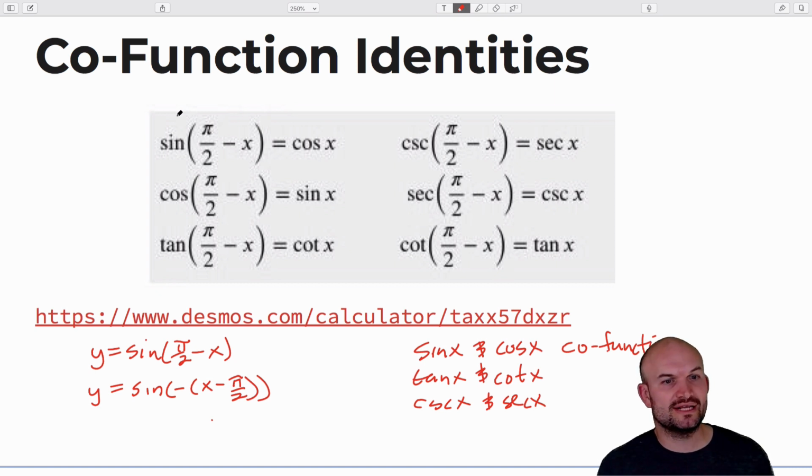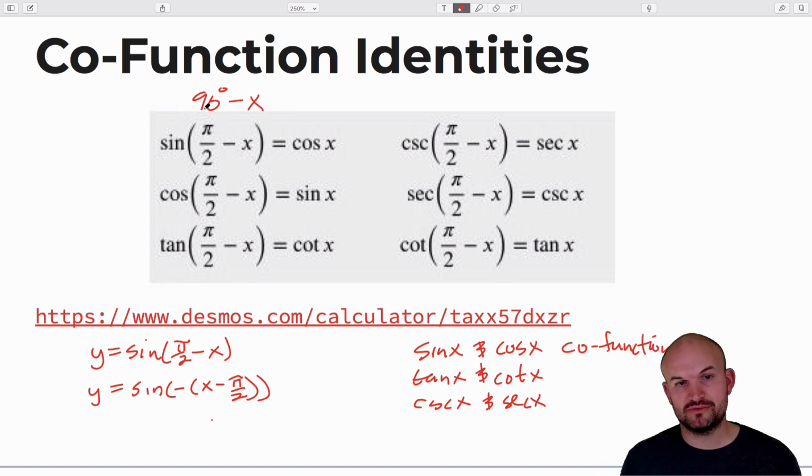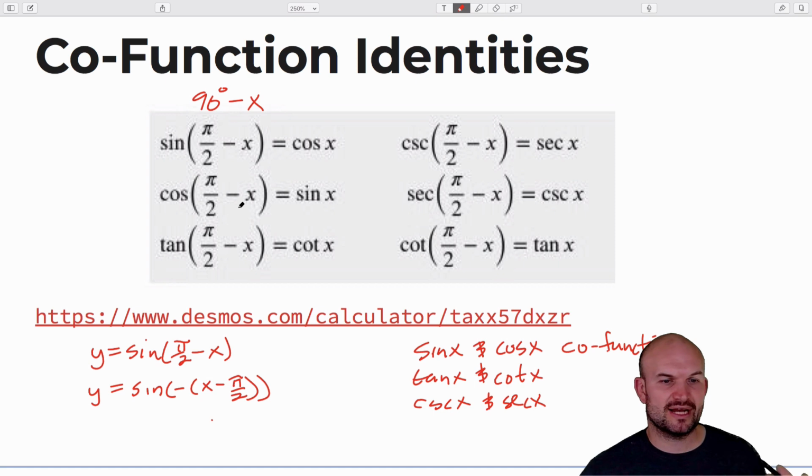The other thing that's important is, a lot of times instead of pi halves, sometimes you might see this in degrees. So just remember that 90 degrees minus x is also going to be that cofunction identity. So just real quick, I want to show my point to my students, just looking at the decimals again.